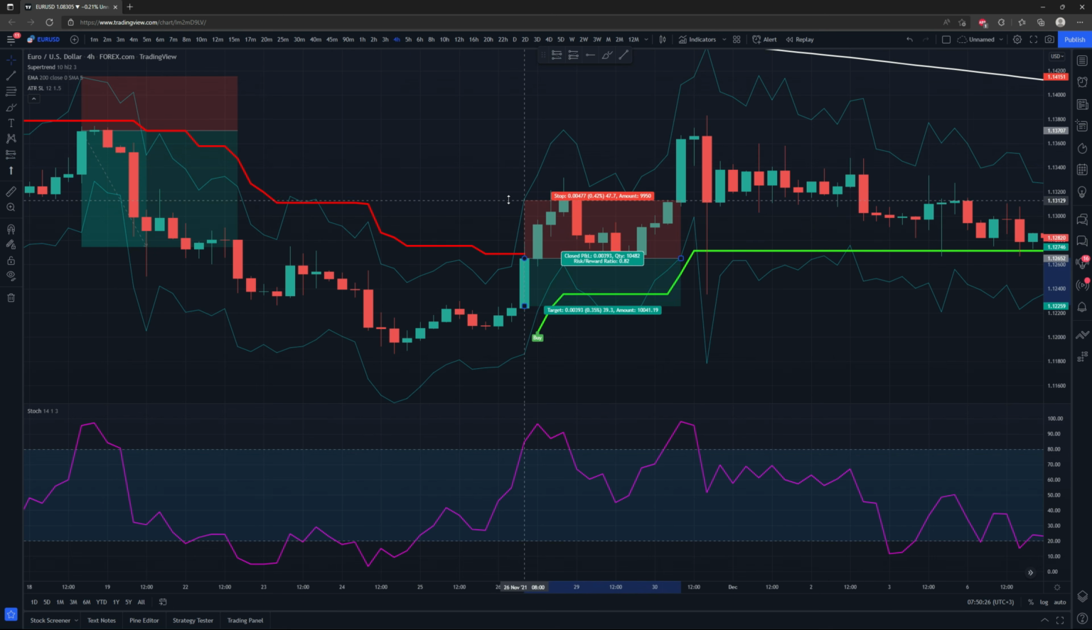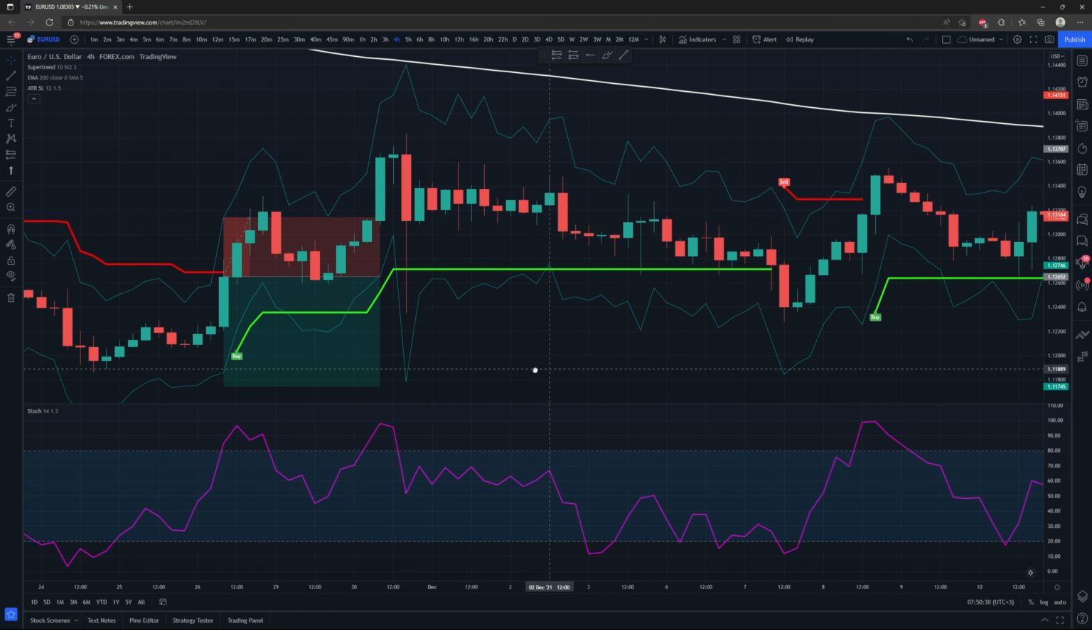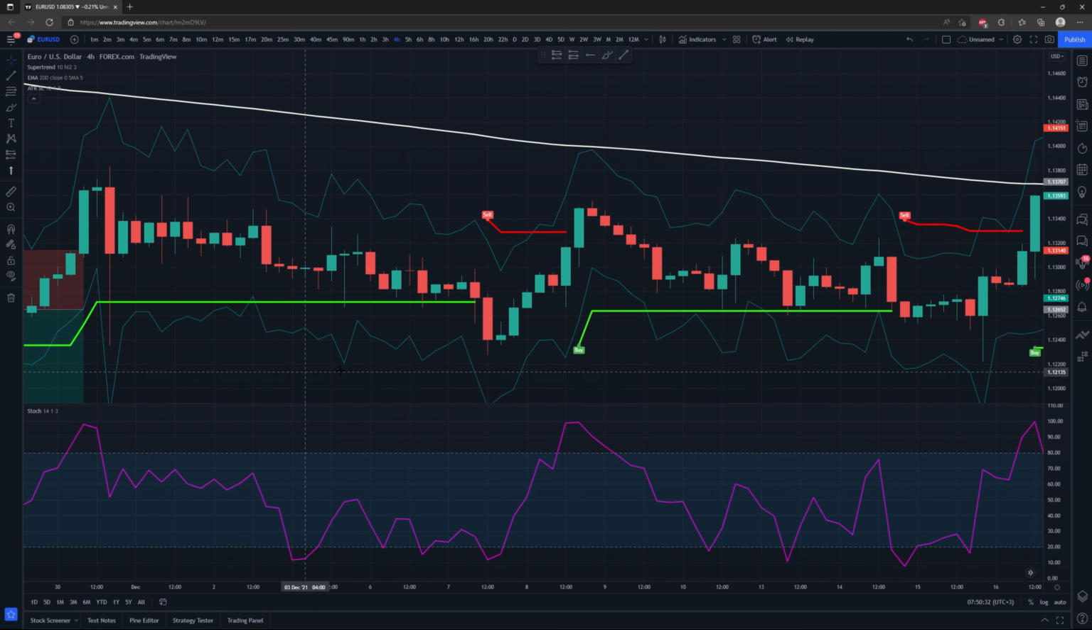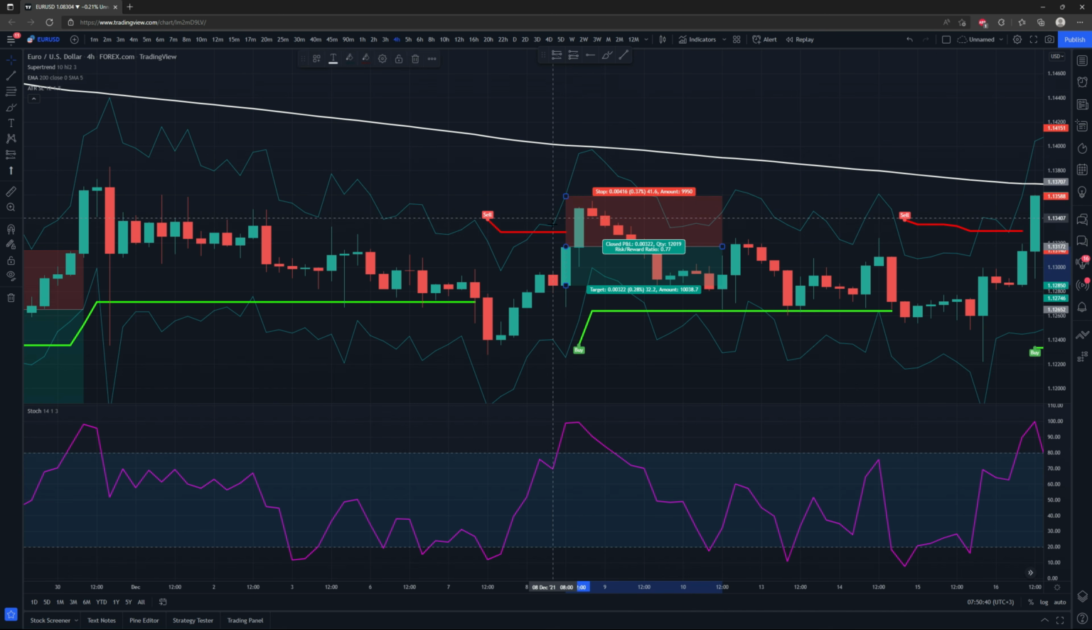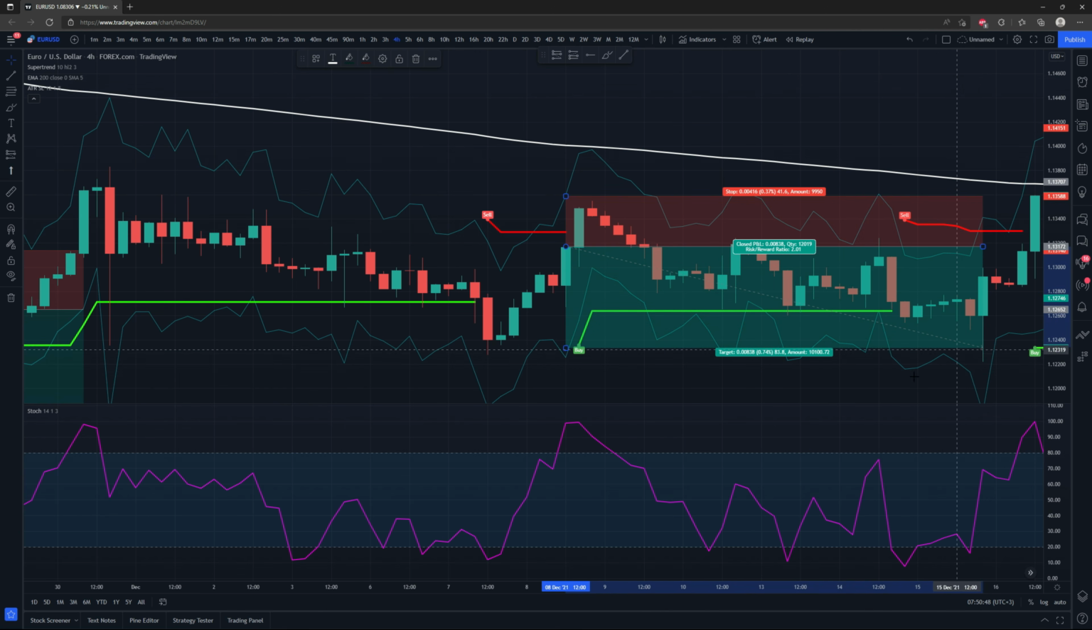And this one is a loss right here as we get kind of a larger pullback. Then we have to wait for a red super trend again. Looks like we get another entry right here for a short. And targeting 2 times the risk. Looks like that one also works out, hits the profit target over here.